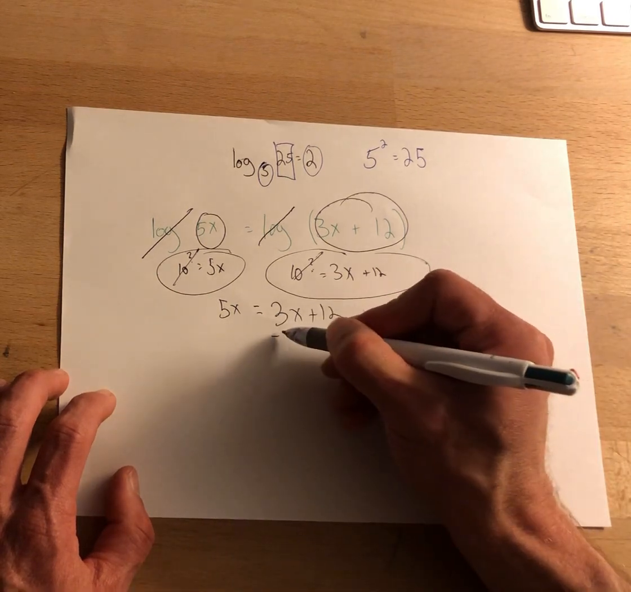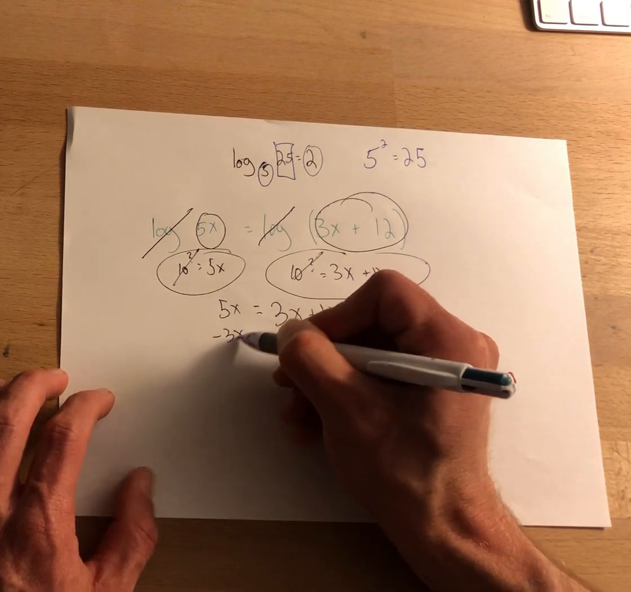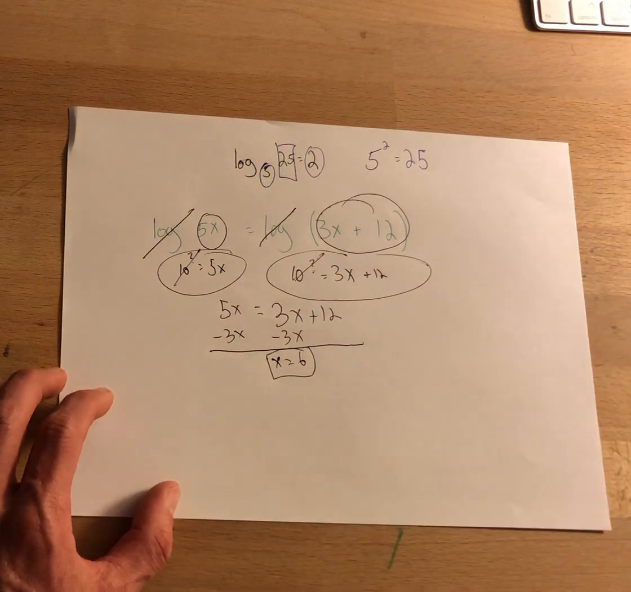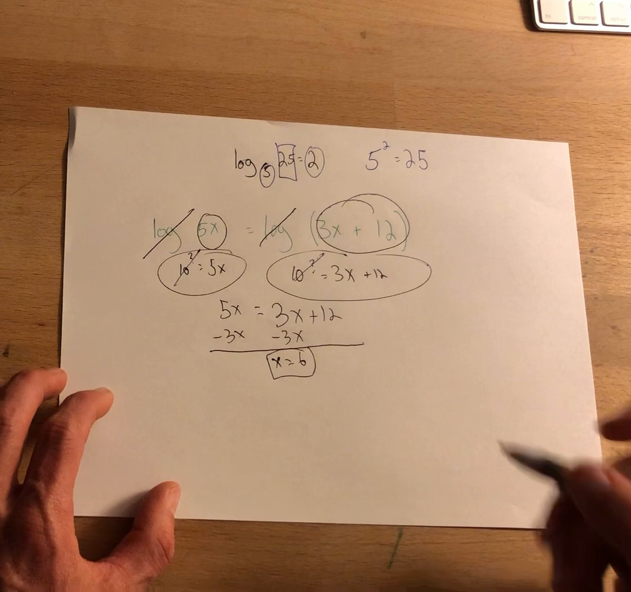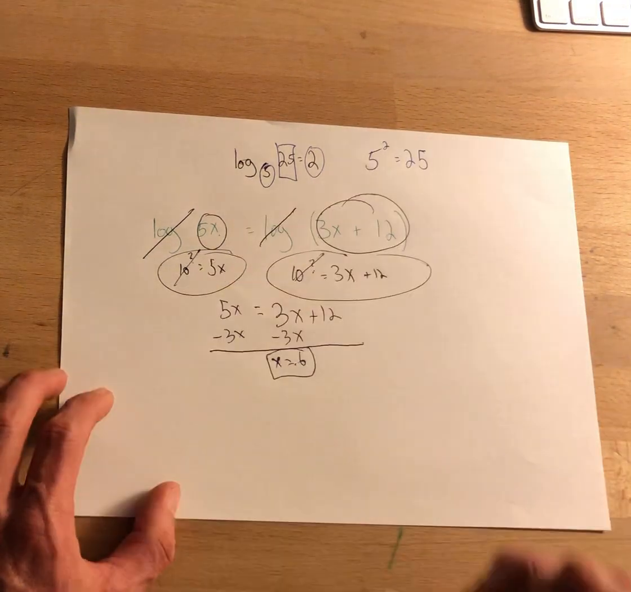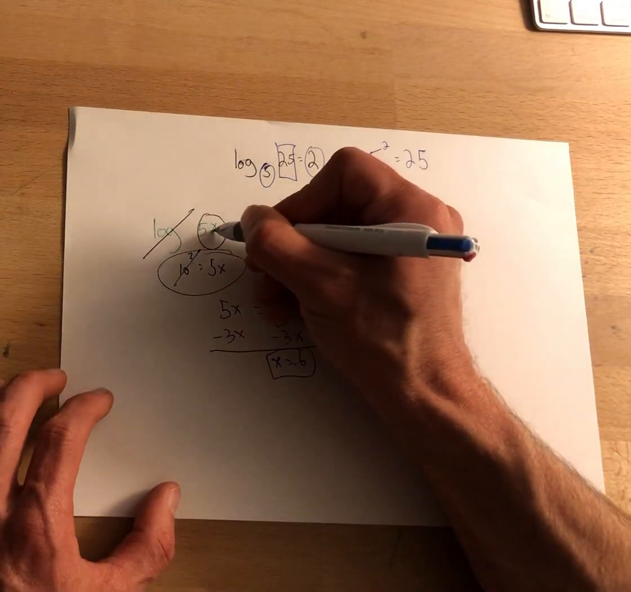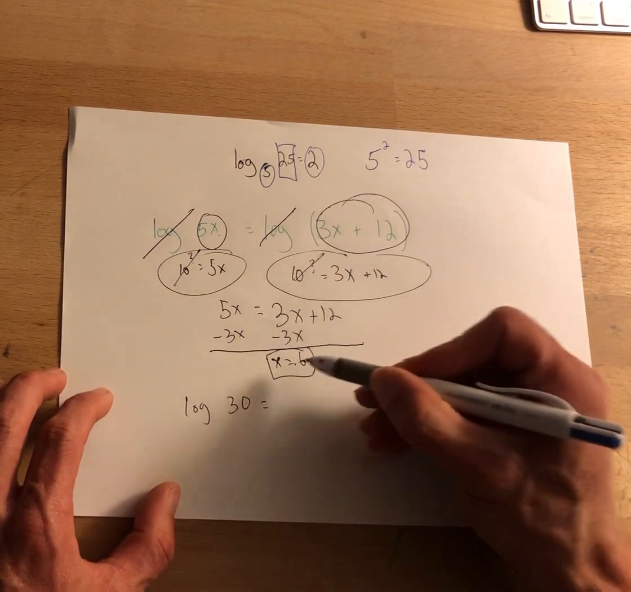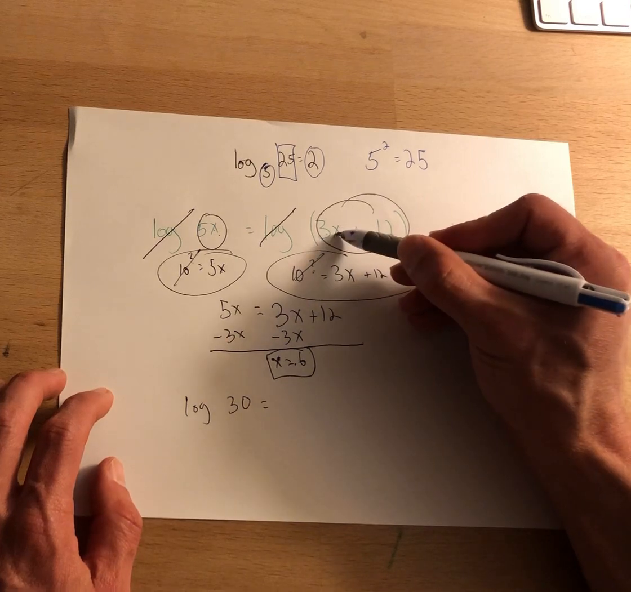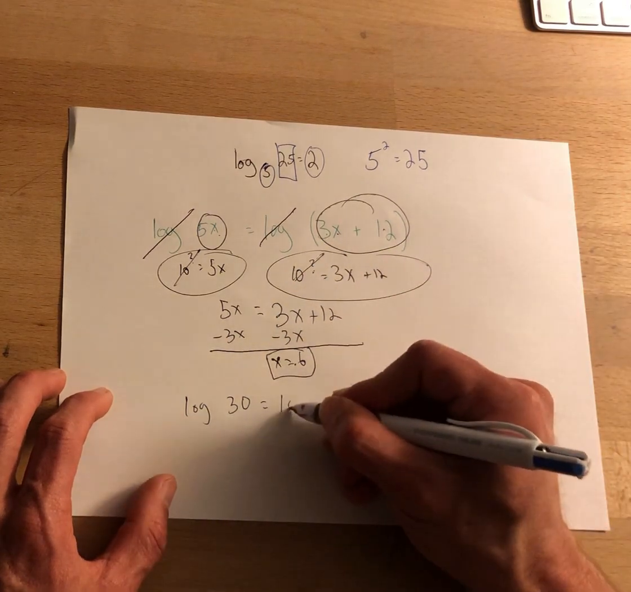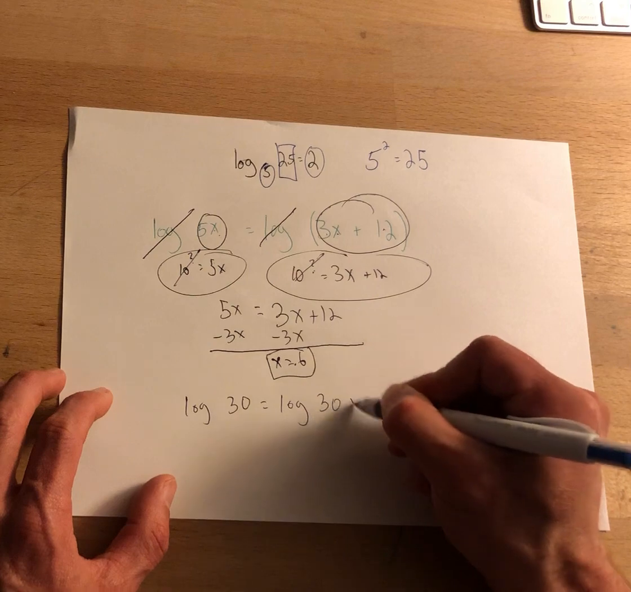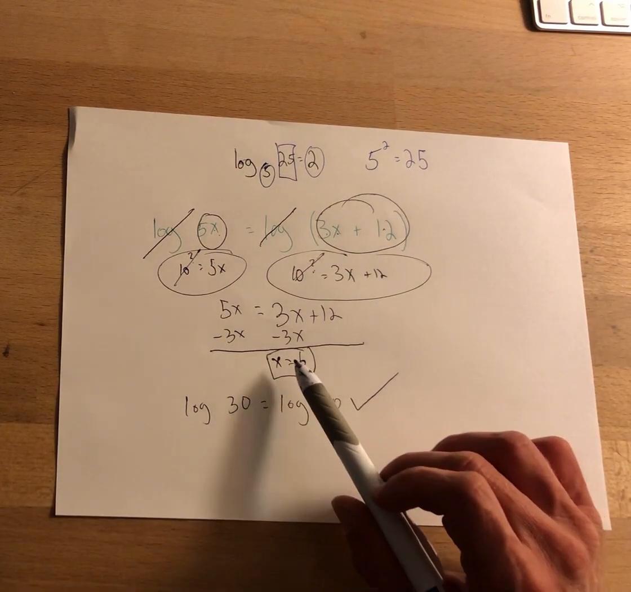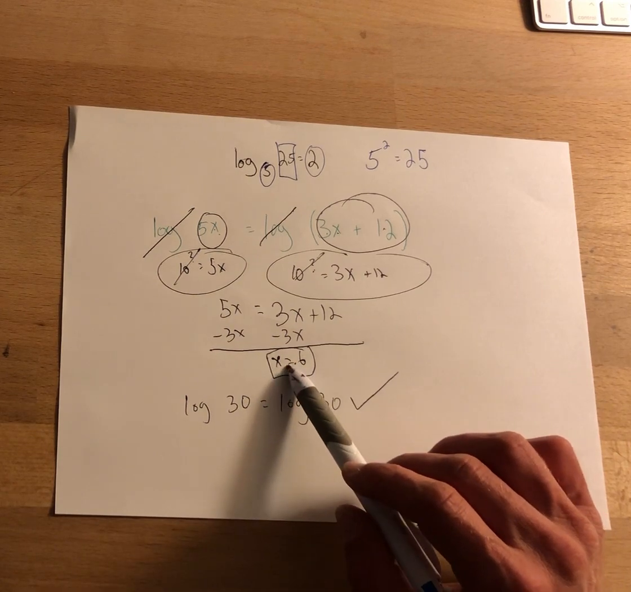Then if you were to solve this, you just subtract 3x from both sides to get 2x equals 12, x equals 6. Well, let's see if this actually works. Let's plug in a 6 into here. So 5 times 6, which is log of 30, equals, let's see if this works here, 3 times 6 is 18, plus 12 is 30. Both of these work. Both of these values are equal. The x has to equal 6.